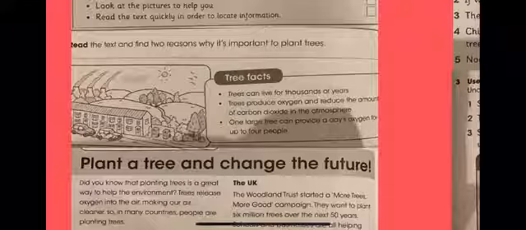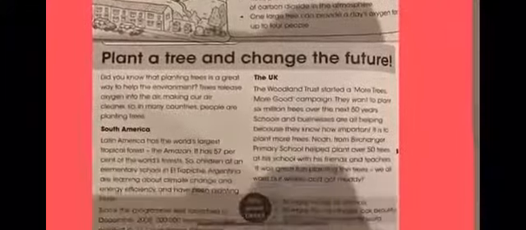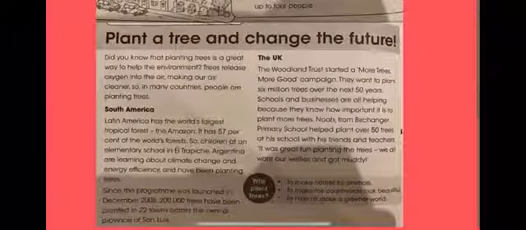So just tell what are the 2 reasons. We have to find 2 reasons why it is important to plant trees. It's easy. Now plant a tree and change the future. It's a paragraph. We need to read it.